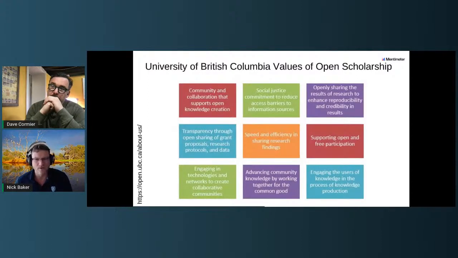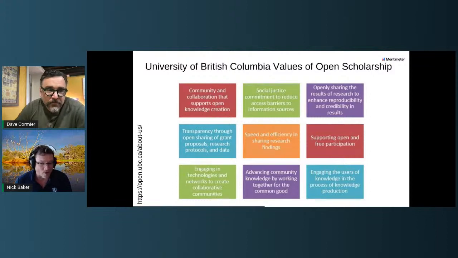Some of this is more focused on how you take traditional research and make it openly visible. A lot of ours is more around, for example, in the bottom right corner of the screen, engaging users of the knowledge in the process of knowledge production. So we've been thinking about how we engage communities in this, and reducing barriers to people accessing information. Those are things that we value strongly in our unit, probably more so than, say, openly sharing results of data or data sets. But other units in science, for example, would be more interested in some of that. Next one, Dave.